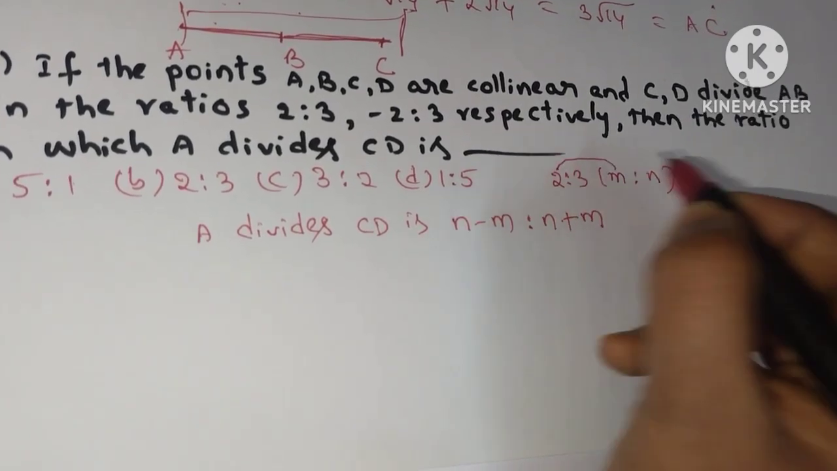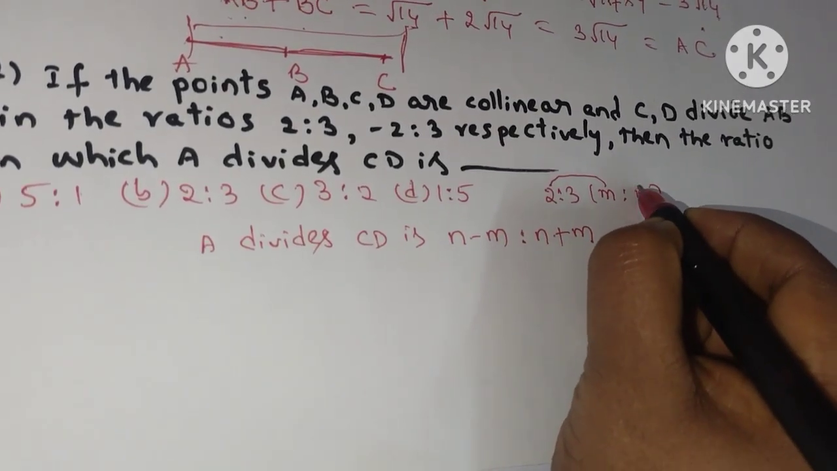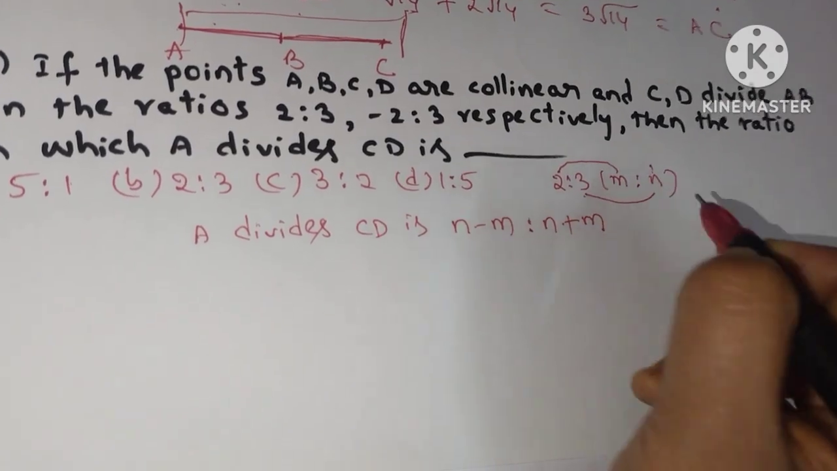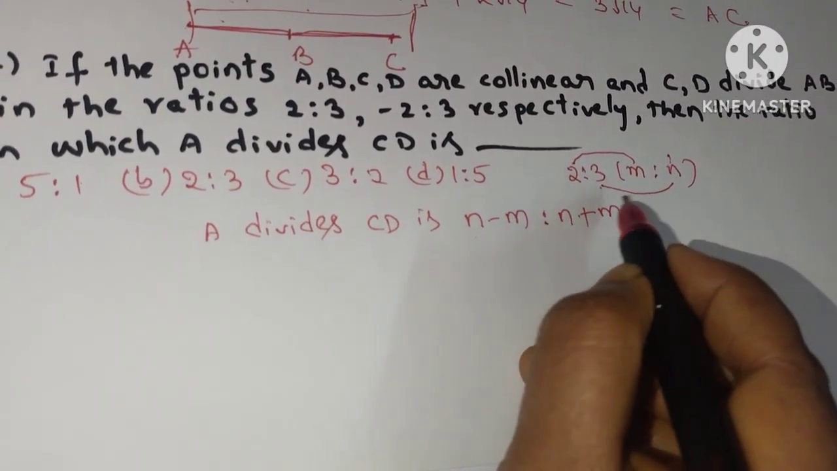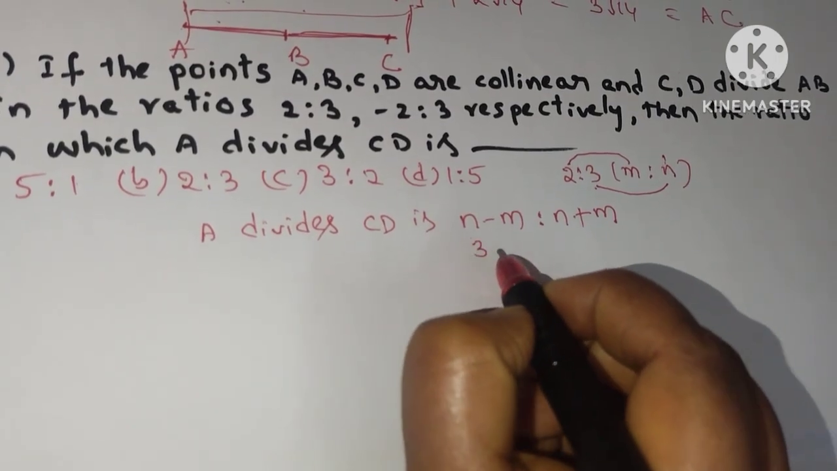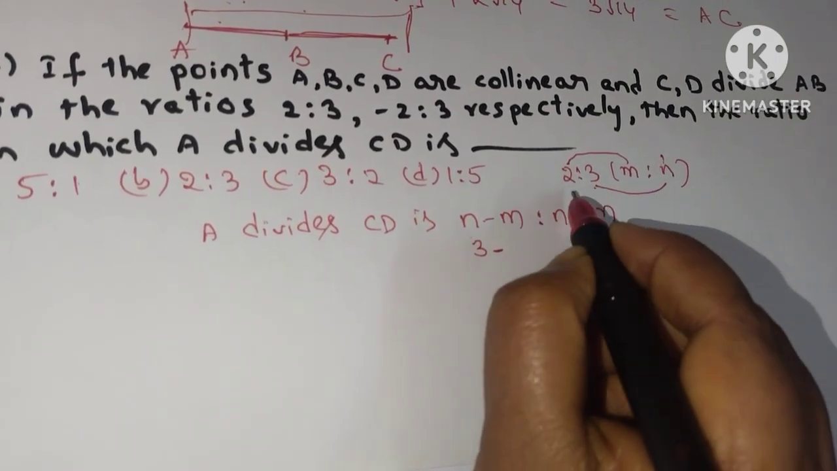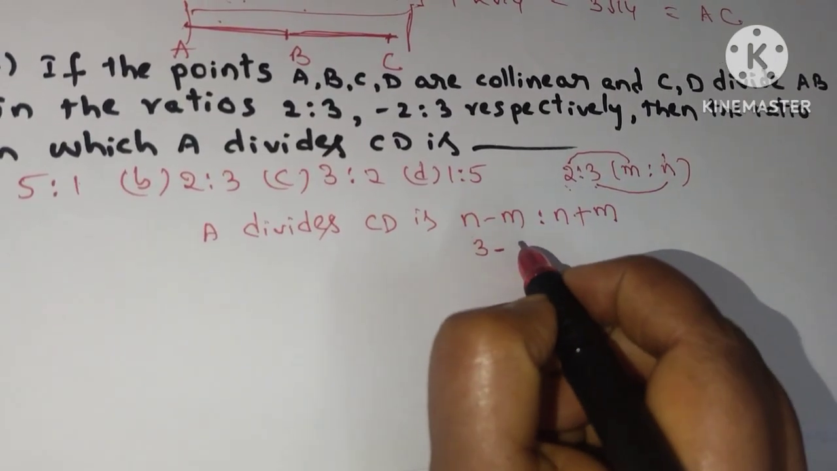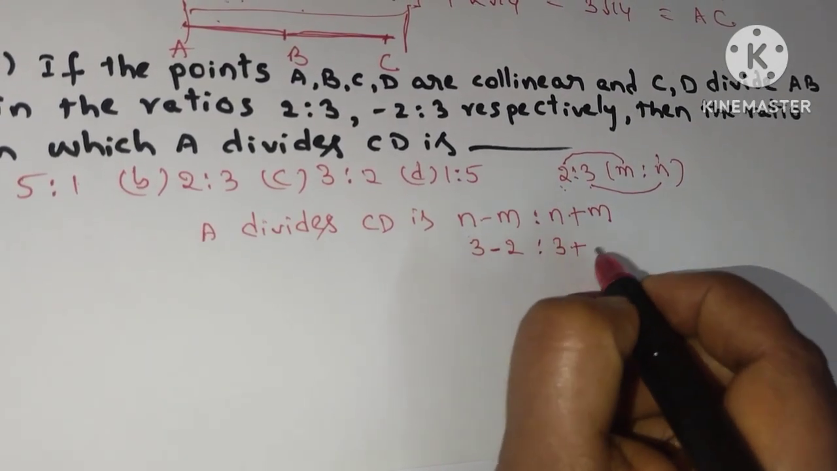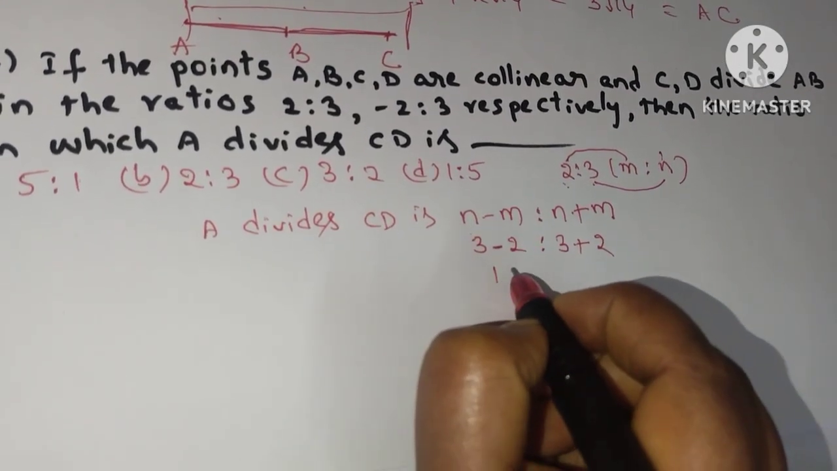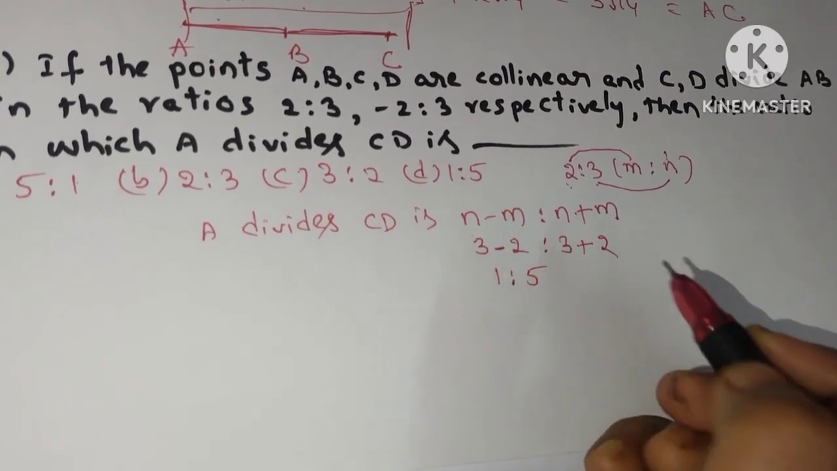M is 2 and n is 3. So, write these values in this. N minus m, n is 3, 3 minus m is how much, 2. Is to n plus m, 3 plus 2. So, the answer is 1 is to 5.